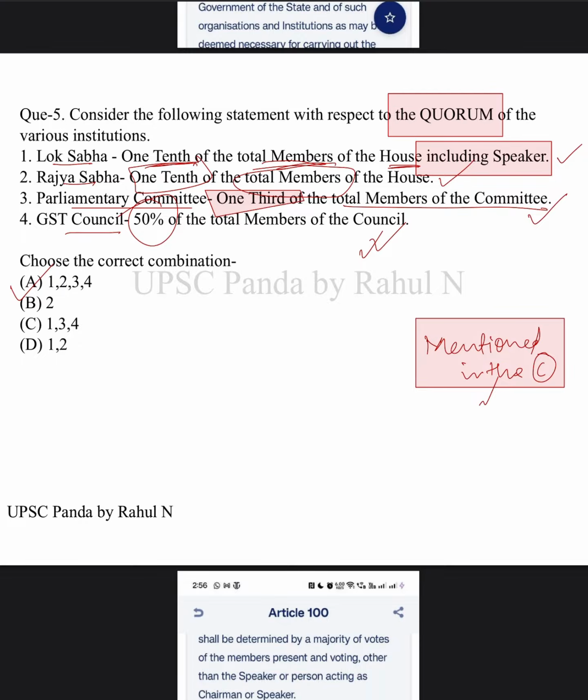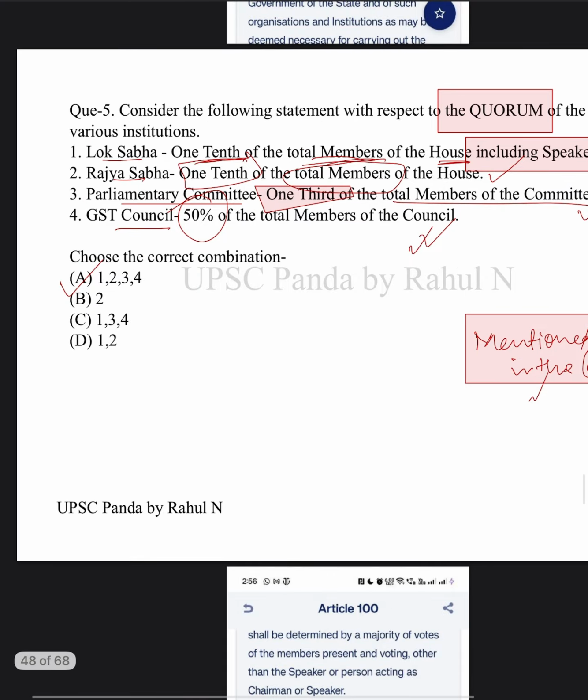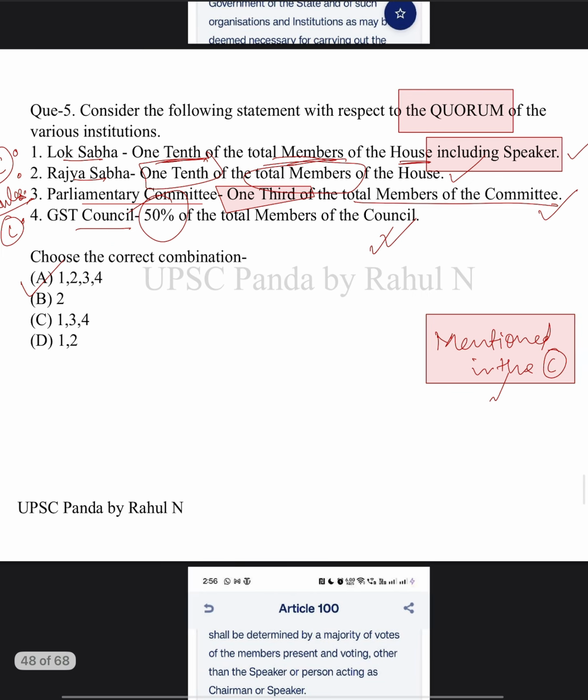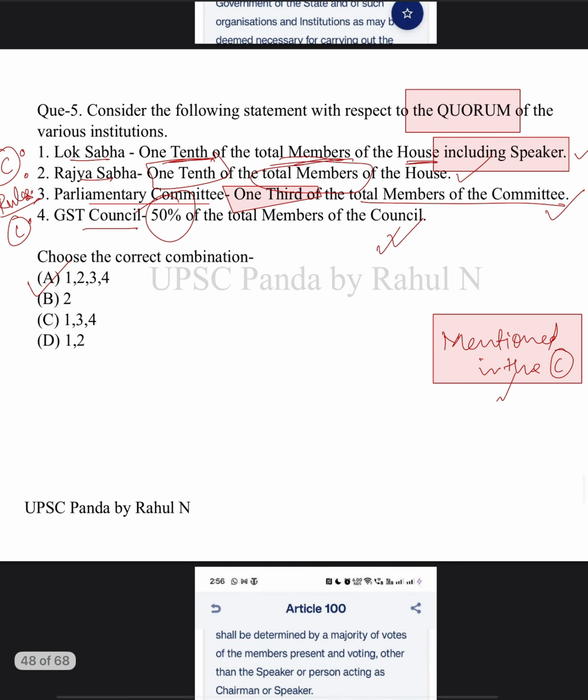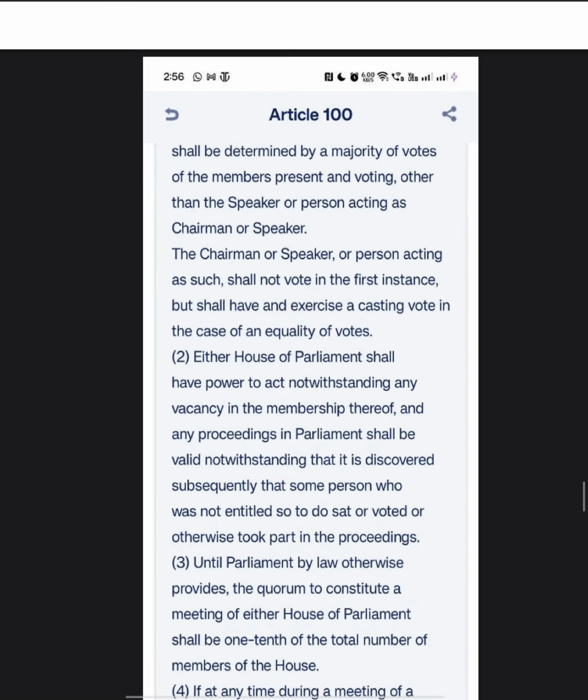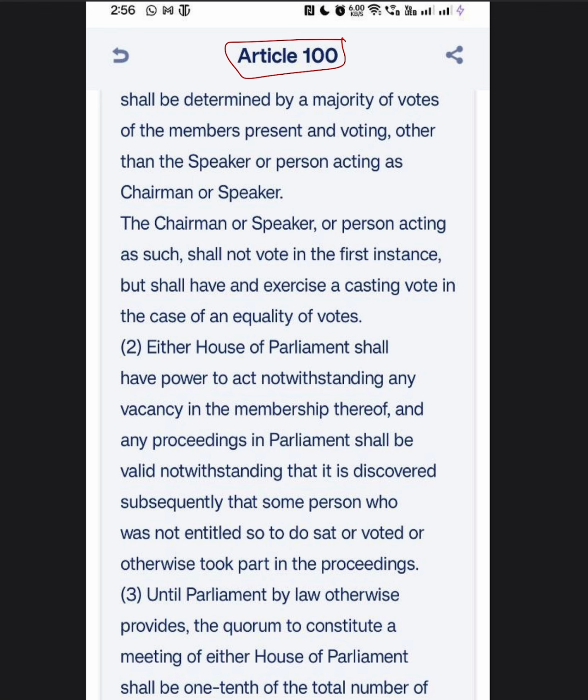This is learning. Take it, learn it. I will explain how. But see, for Lok Sabha and Rajya Sabha, it is in the constitution. For parliamentary committee, it is in the rules of the house. For GST council, it is in the constitution. So if it is asked which quorum is mentioned in the constitution, the answer will be 1, 2 and 4. Let me show you Article 100.